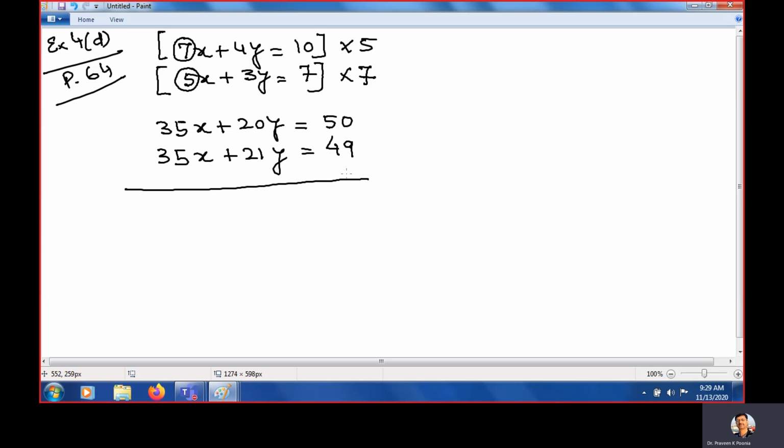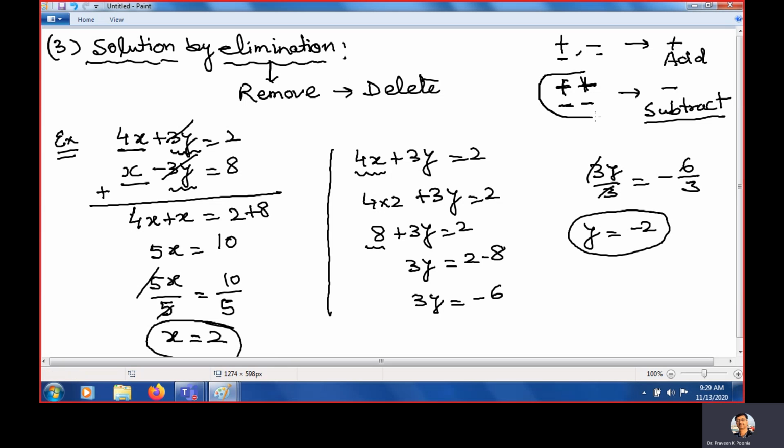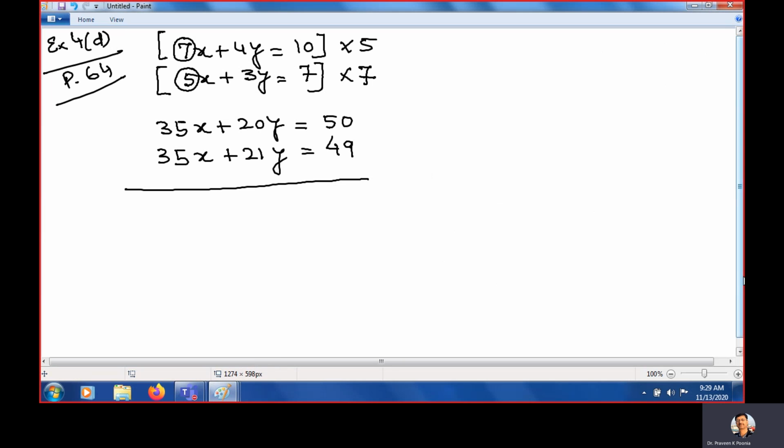Now you need to draw the line. Look, how can you remove this? I told you, if they are plus plus or minus minus, then subtract. Clear? So if you see here are plus plus, so you will subtract. And subtract means here is positive, so minus. Here is positive, so minus. Here is positive, so minus. If any is negative, it will turn into plus. Now 35x minus 35x is 0. Clear? Now 20y, this is minus 21y.